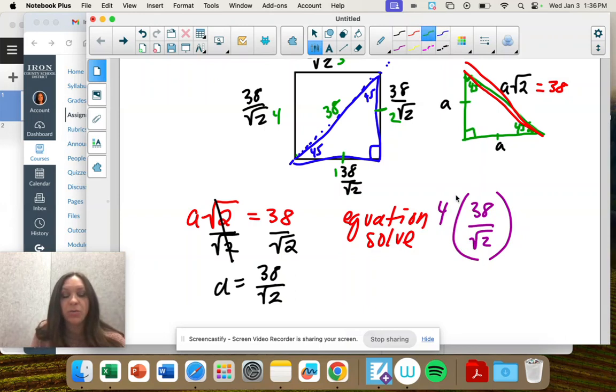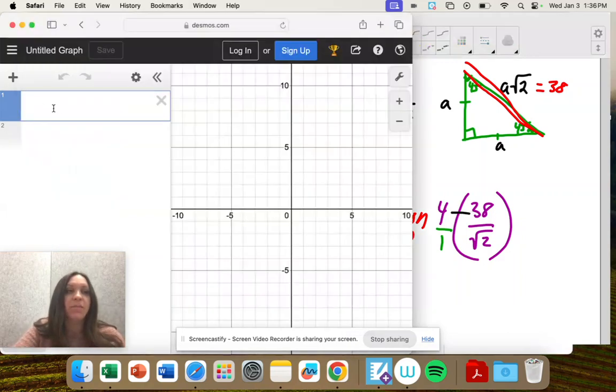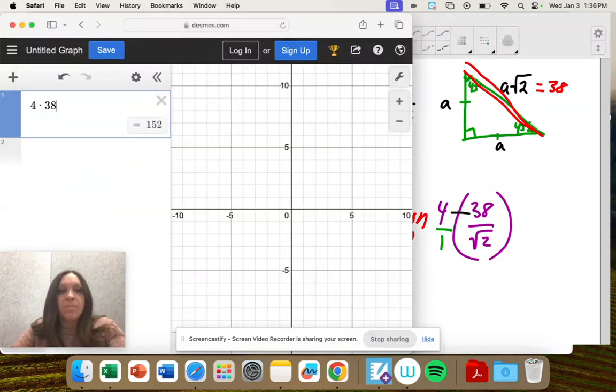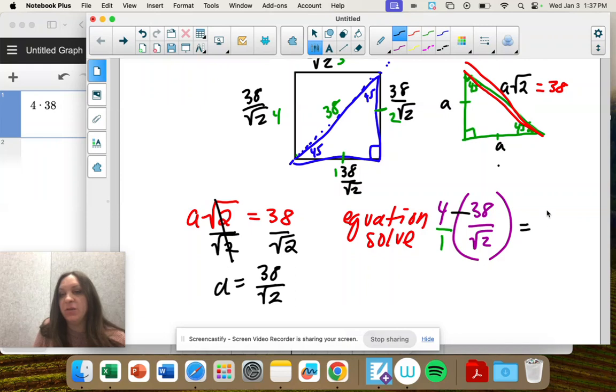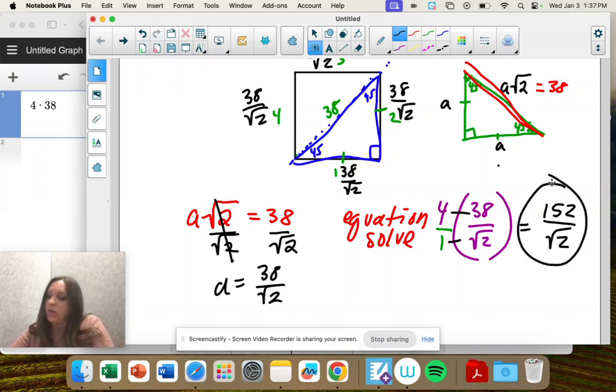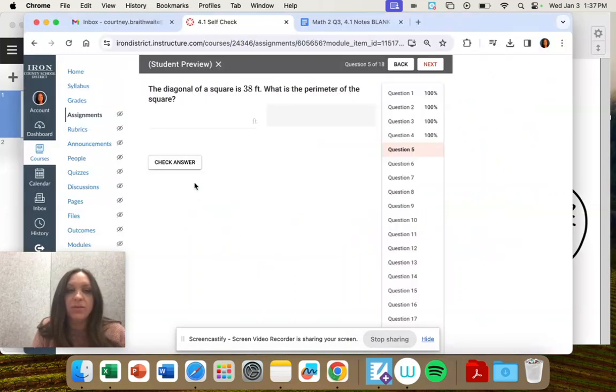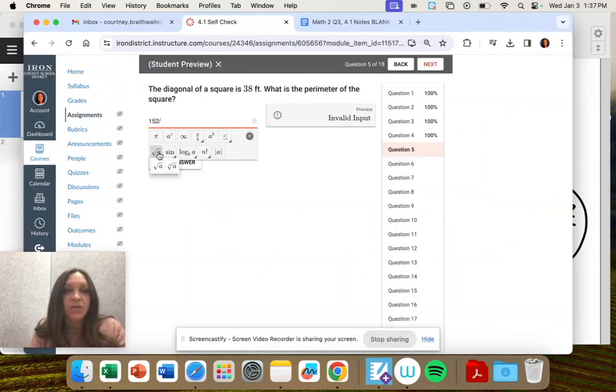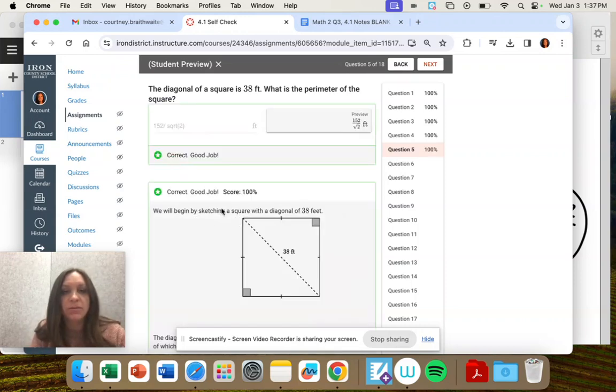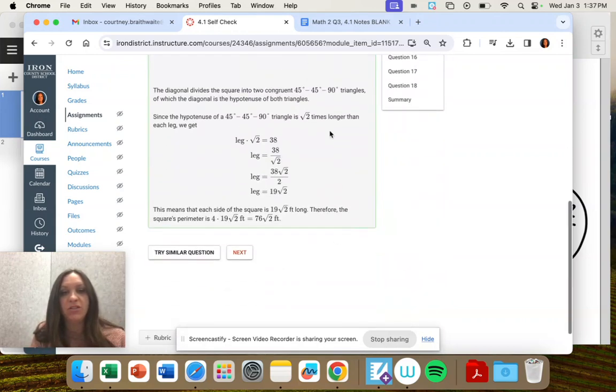And do you remember when you multiply fractions, I'm going to make that a fraction, you multiply straight across. So 4 times 38 is 152. And then 1 times the square root of 2 is just the square root of 2. And I think it'll work like that when we enter it. So 152 divided by square root of 2. So that's our side all the way around.